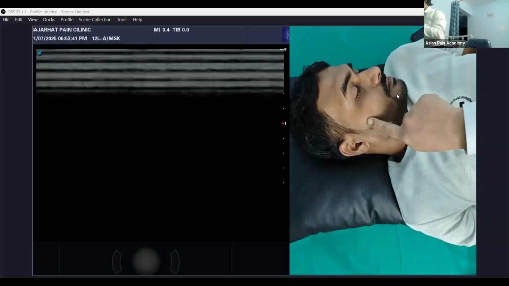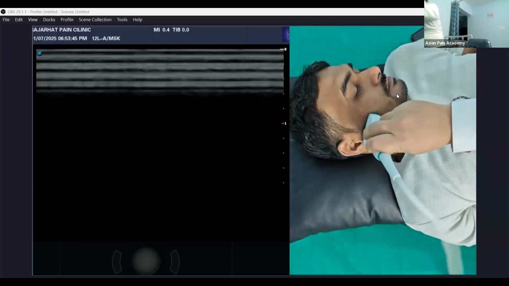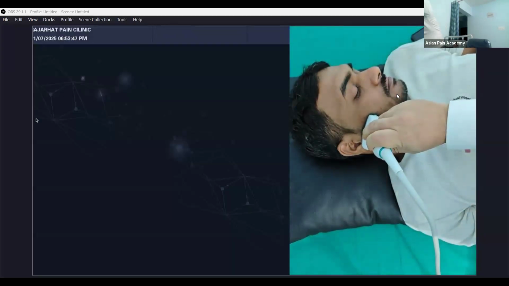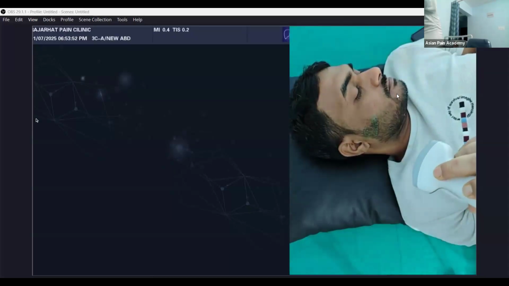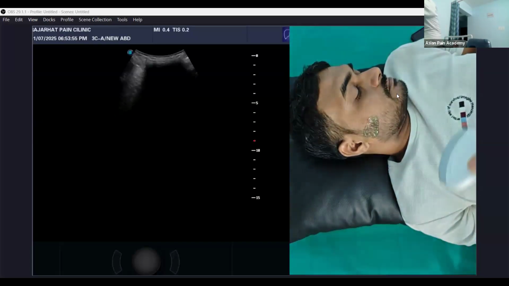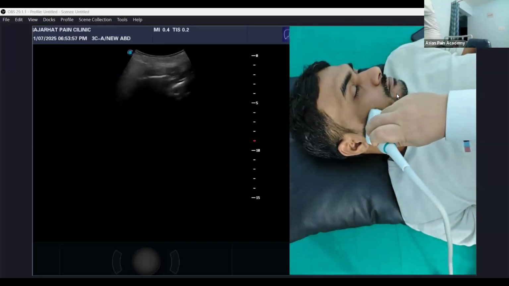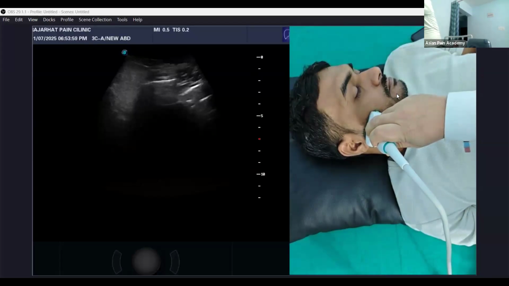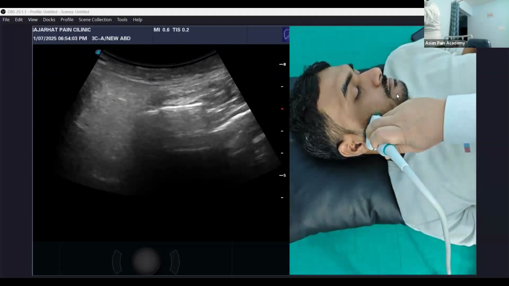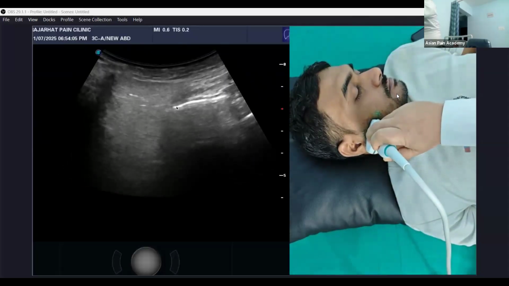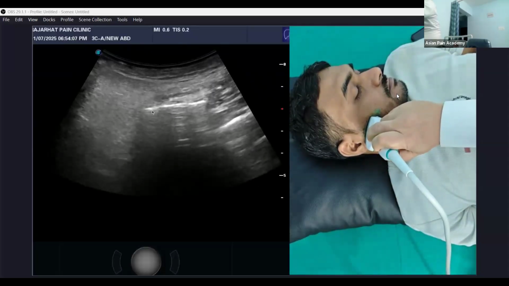So this area below the zygomatic process is mainly the mandible. First, I will see the mandible. So just a minute. So this is the mandibular ramus. You can see this is the mandibular ramus. Which one is mandibular ramus? This one. This one is mandibular ramus.